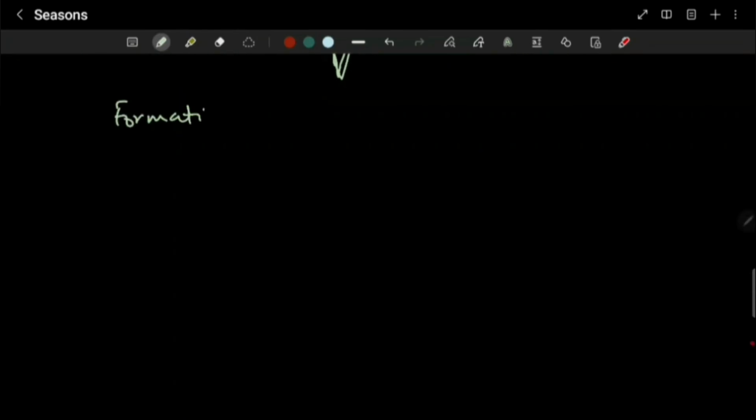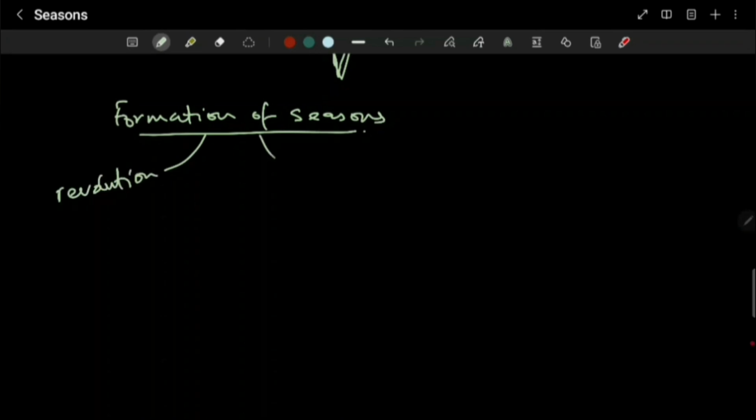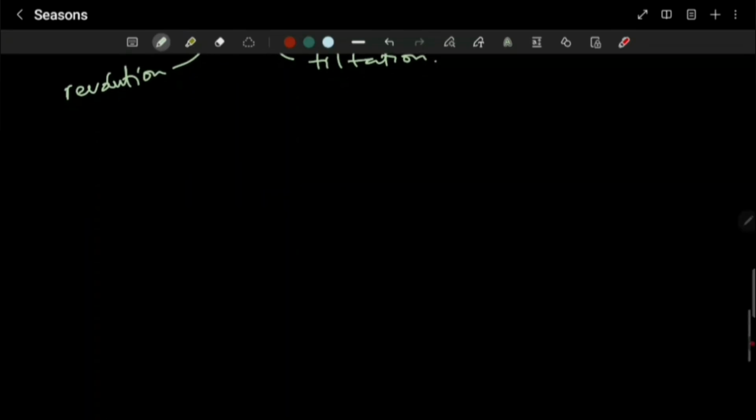the formation of seasons. See, seasons are formed due to two reasons. One is the revolution of earth, another is the tiltation of earth. Let us see how. There is a term, solstice.